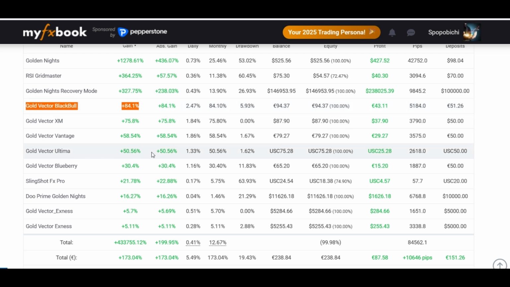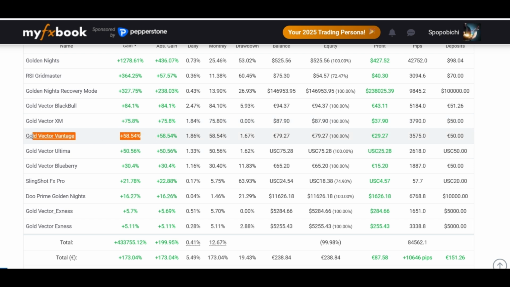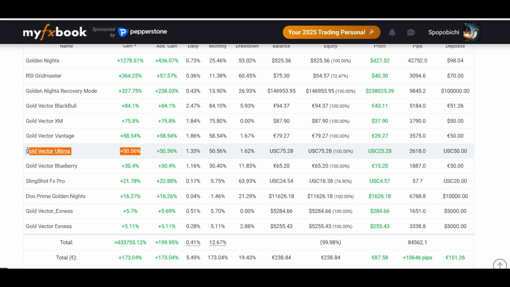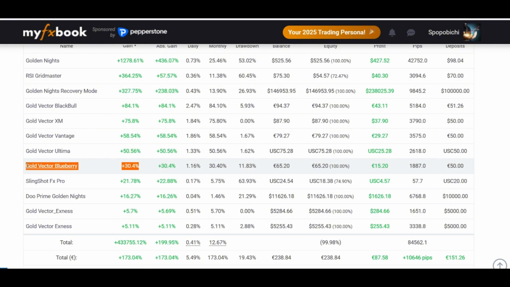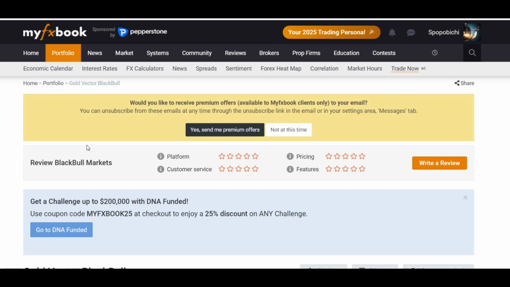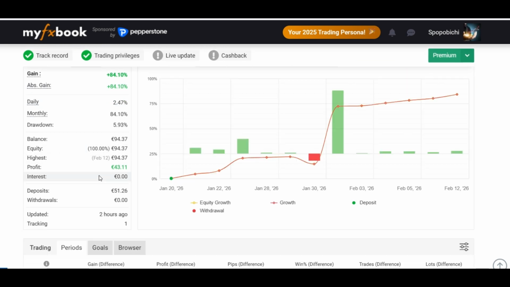Our BlackBull account has reached 84% profit. XM Ultra Low is at 75%. Vantage stands at 58%. Ultima Markets is at 50%. Blueberry at 30%. And our newest account with Exness has already started its growth at 5%. While the percentages vary due to different spreads and start dates, the upward trajectory is consistent on every single account.